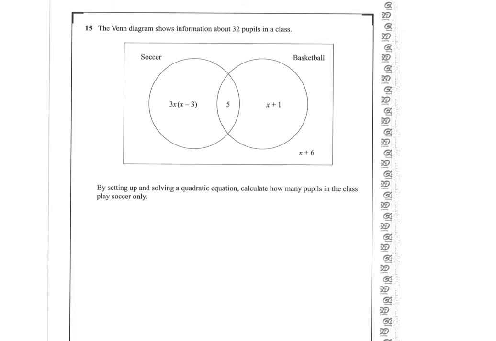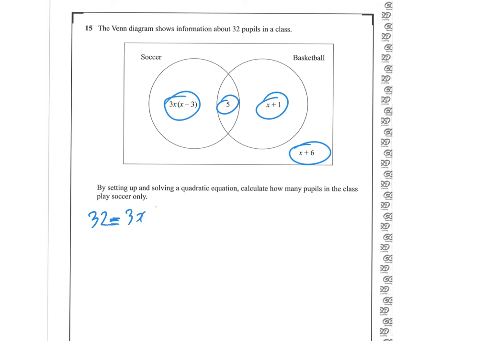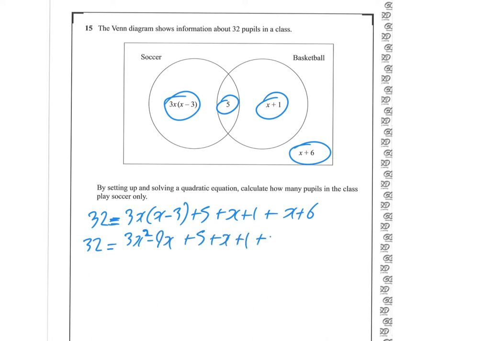We now know there are 32 pupils in total. So 32 is going to be equal to this expression, plus this, plus this, plus this. So all of those things added up. So it's really a multiplying out and collecting terms type question. That's really all we're doing. So let's just multiply it out. You're going to have 3x squared minus 9x plus 5 plus x plus 1 plus x plus 6. And then we'll tidy up. We'll bring it all to one side.